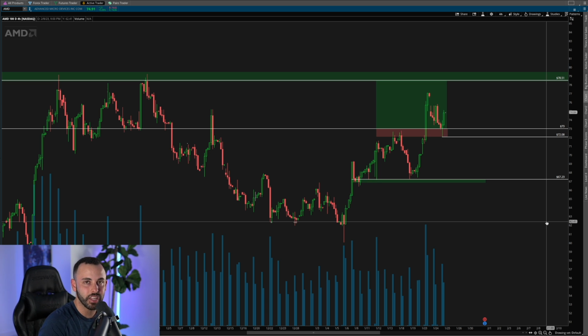You've taken advantage of that pullback. You did not chase that original breakout. It came back down to the previous high. It held the previous high, set that trade up with a good risk to reward. AMD is the first example that I wanted to share with you today.